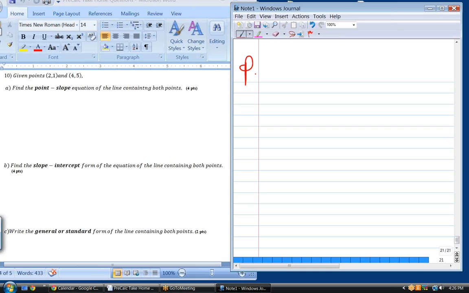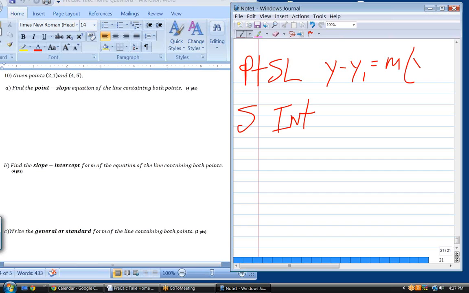Is that y equals mx plus b? That's slope-intercept. Point slope is y minus y sub 1 equals the slope times x minus x sub 1. Notice the name, point slope. It means we have a point and we have a slope.